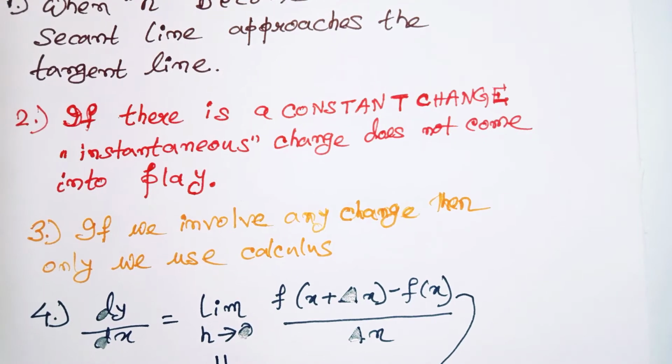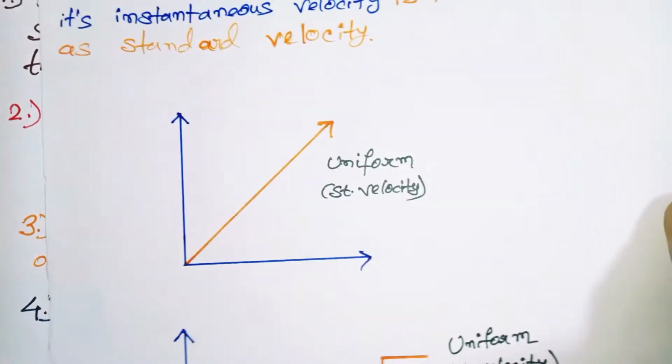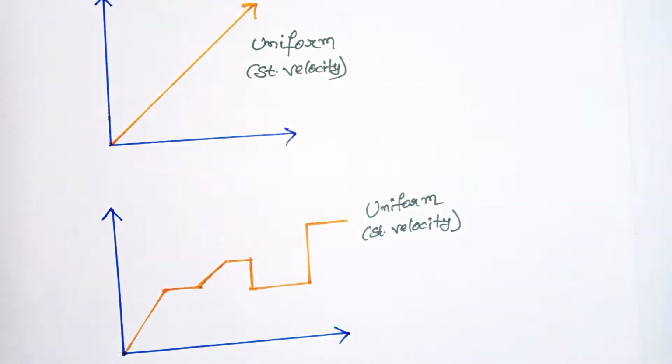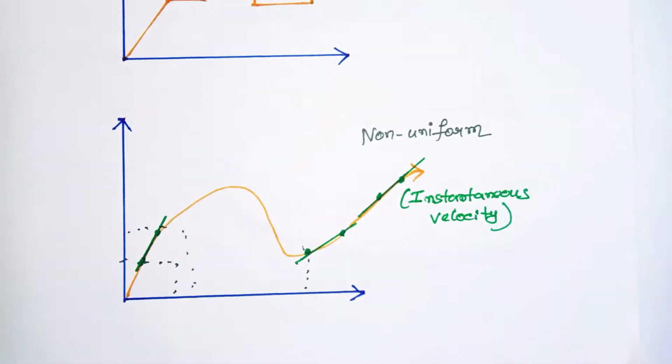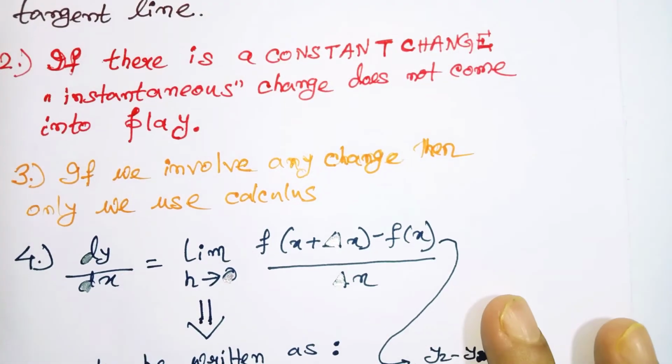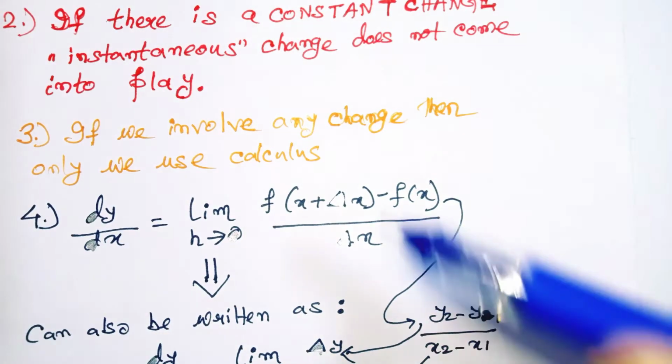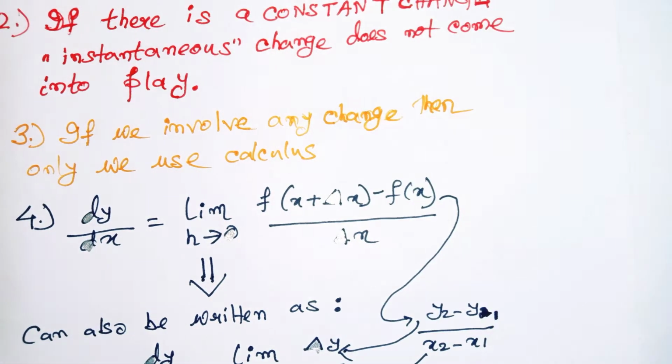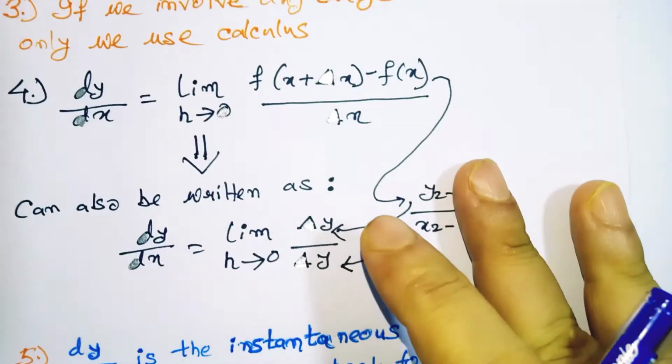For that, we have seen this graph. We have seen that graph. Uniform, uniform, and this one is non-uniform. So here only the instantaneous rate of change comes into play, right? If we involve any change, then we use calculus. Obviously, if it is something which is regular, straight, we are not using calculus.